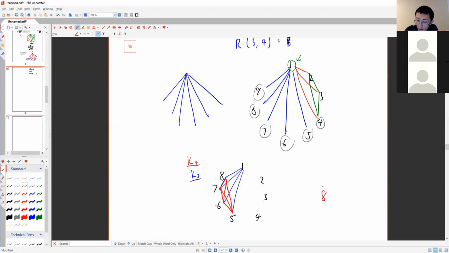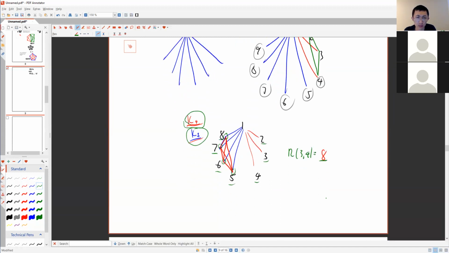So with 8 vertices, we can guarantee that we have either a red K4 or a blue K3, because by pigeonhole, among the 7 neighbors of 1, there are 4 that will be the same color connected to 1. Then we just look at these 4 and argue that one of these must exist. So maybe R3,4 is 8. For some reason, I thought it was 9 or 10. Wait, why does this seem a little off?